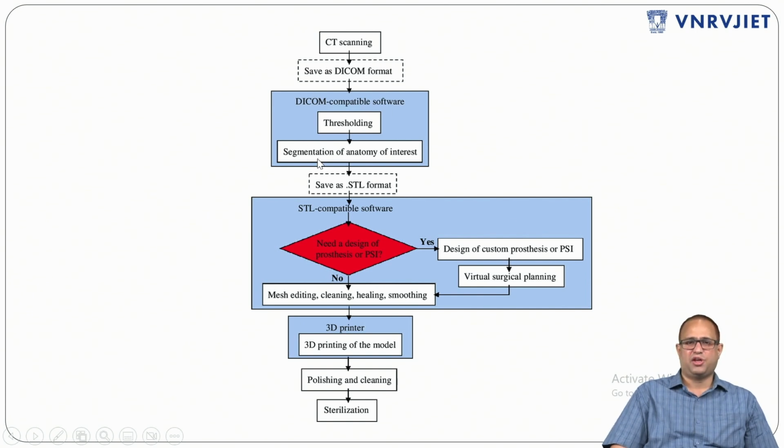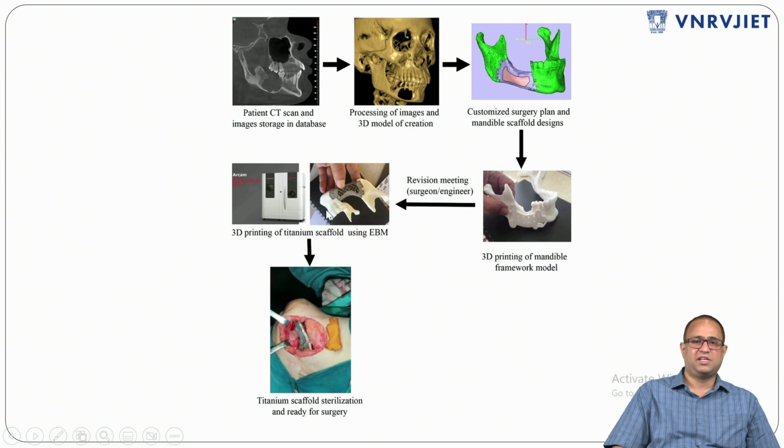and this DICOM is opened in compatible software, and using image segmentation we select which body parts are required. Then suitable STL-compatible software is taken, and mesh editing, cleaning and smoothing are done. That file, processed in the medical software, is sent to the 3D printer, followed by polishing and cleaning, and then it is used. You can see this is how the process is done.